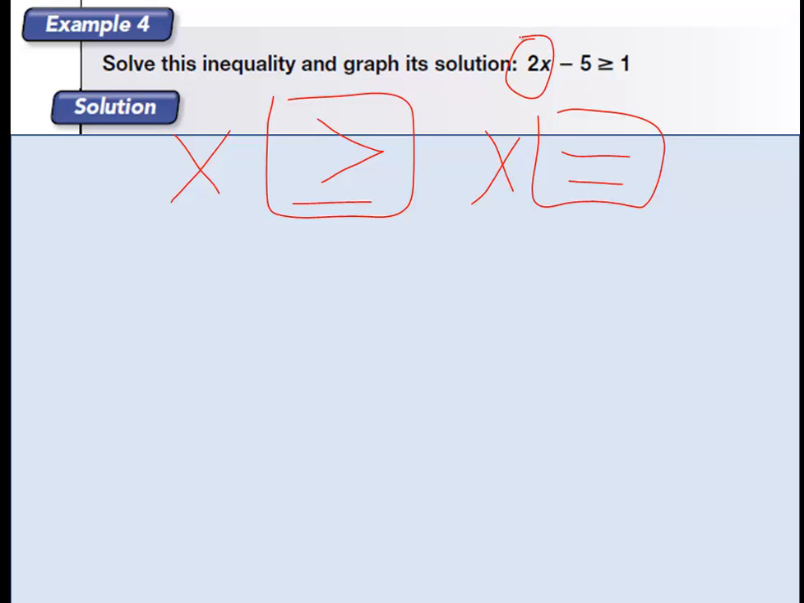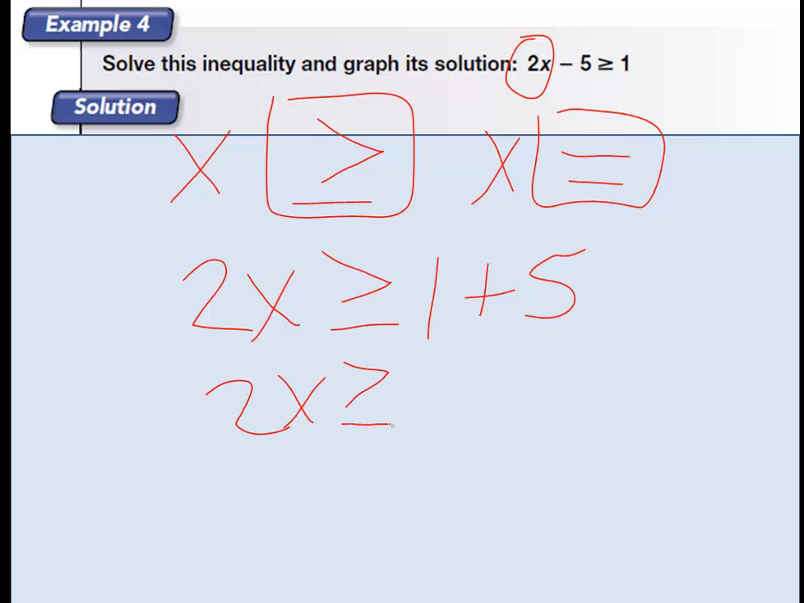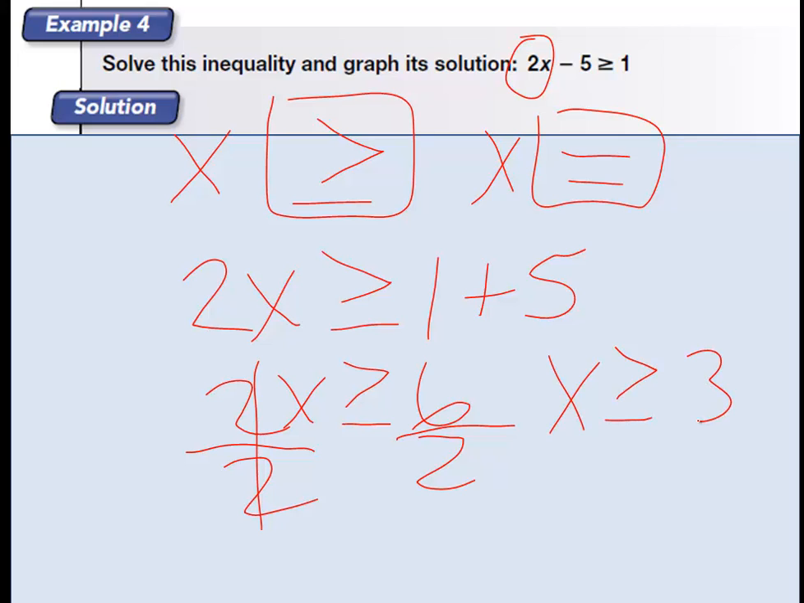So we've got minus 5. What are we going to do to get rid of the 5? We're going to add 5. So 2x minus 5 plus 5 leaves you just the 2x, is greater than or equal to 1 plus 5, because we do plus 5 on both sides. So now we've got 2x is greater than or equal to 6. And we divide by 2, divide by 2. So we get x is greater than or equal to 3. And that's our answer. It's no harder, no different. Same thing, it's an inequality rather than the equal sign.